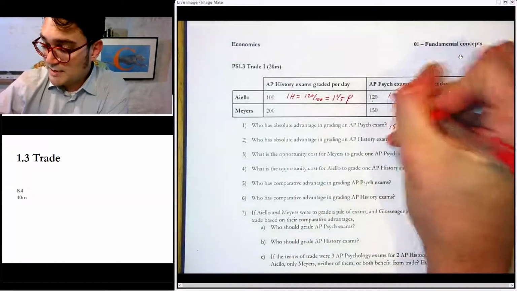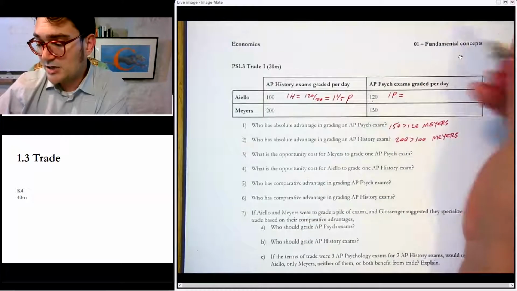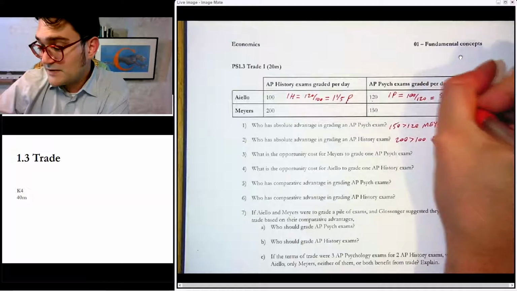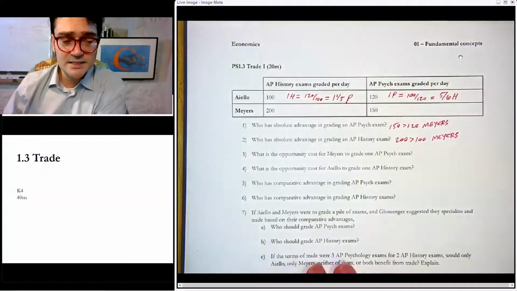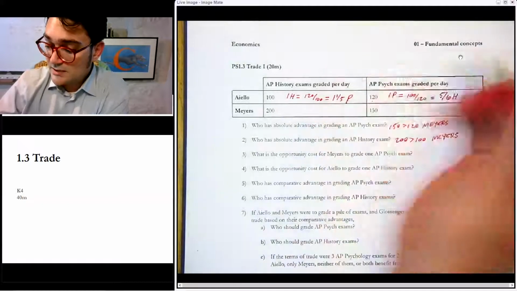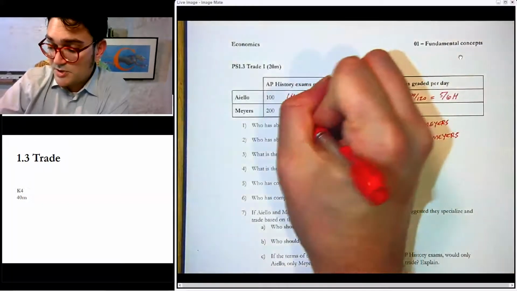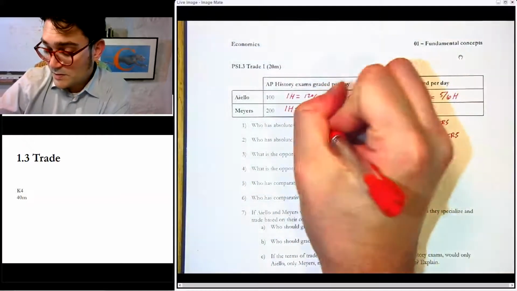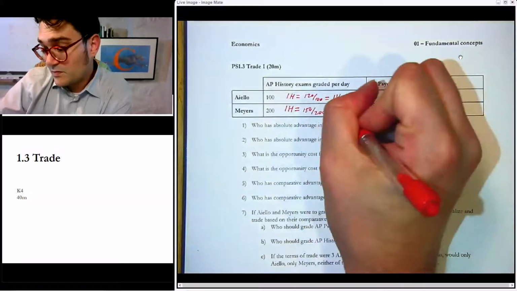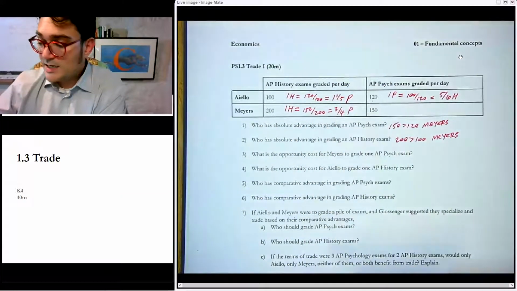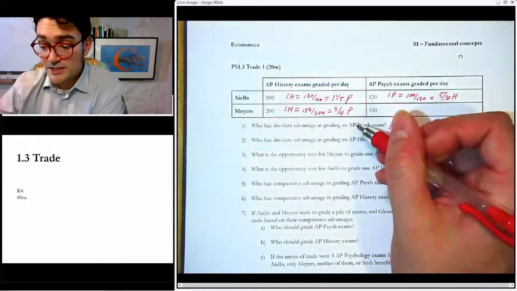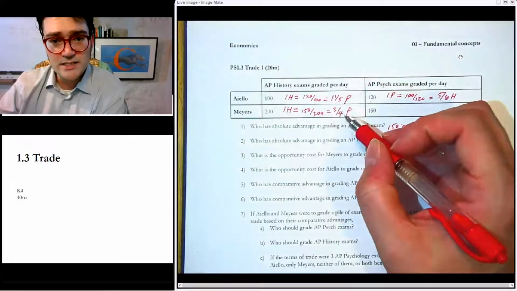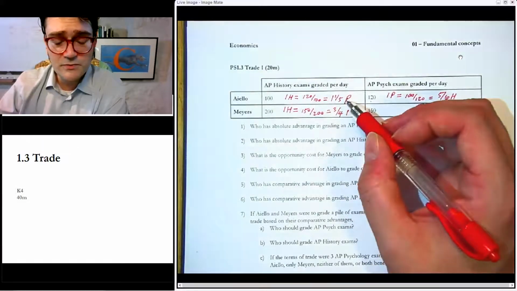Now we'll do it from the other side. One psych test for Aiello, how much is that going to cost him? Well, it's going to be 100 over 120, which is 5/6 of a history test. Then we're going to switch down. For Myers, how much does it cost him to do a history test? Well, 150 over 200 is 3/4 of a psych test. And now we can actually see who has comparative advantage, right? Now that's not what this question is, but you can see that Myers has a lower opportunity cost than Aiello. 3/4 is less than 1 1/5.